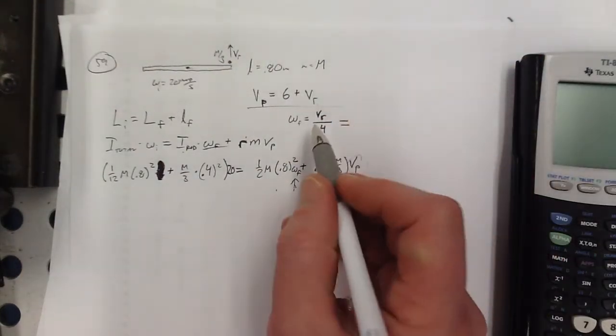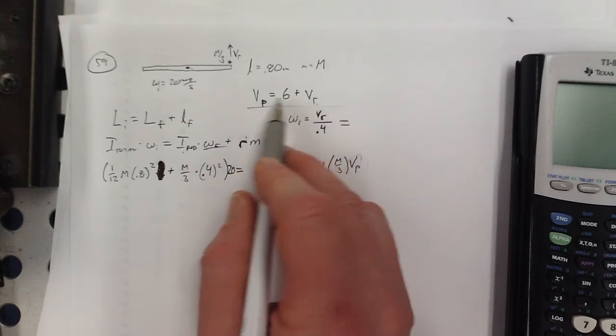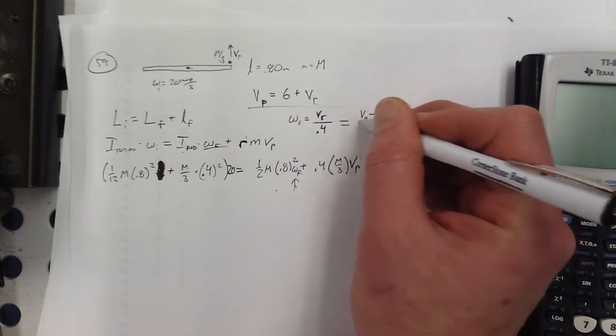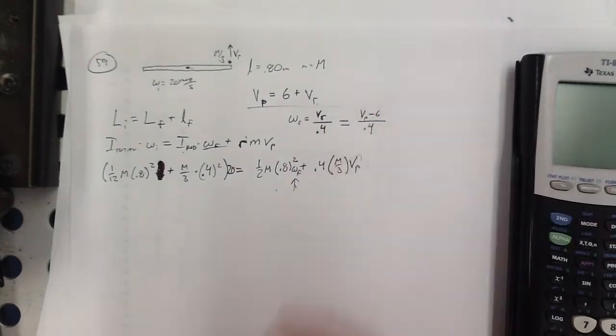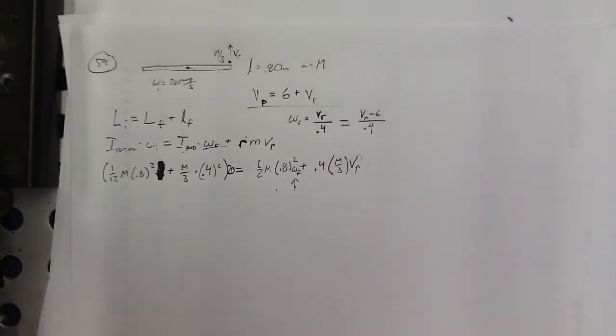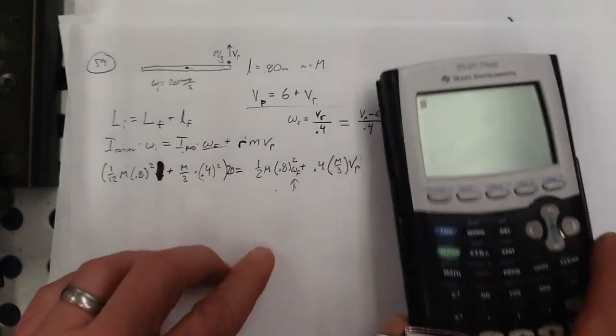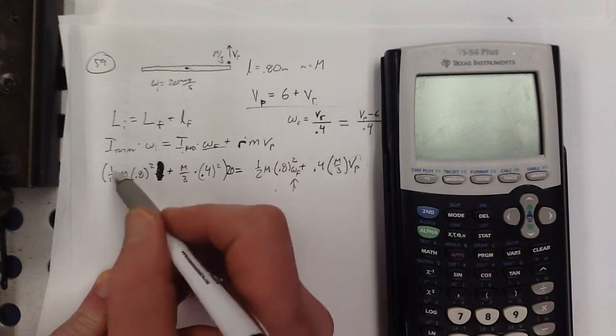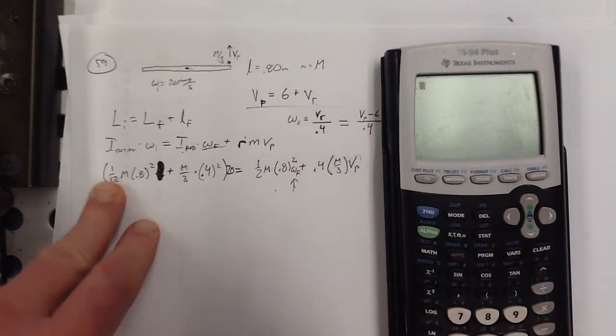And of course, V sub R is VP minus 6. So I need to substitute that for there, and then do a whole bunch of math. Strap yourselves in, kids. Let's see, I think I'll go ahead. Did you notice that there's an m in all of these terms, so that cancels out?